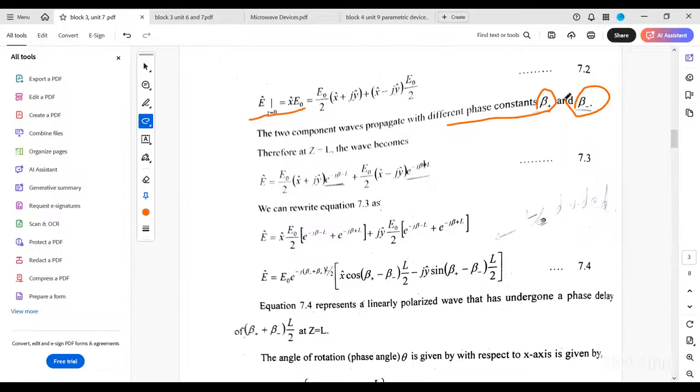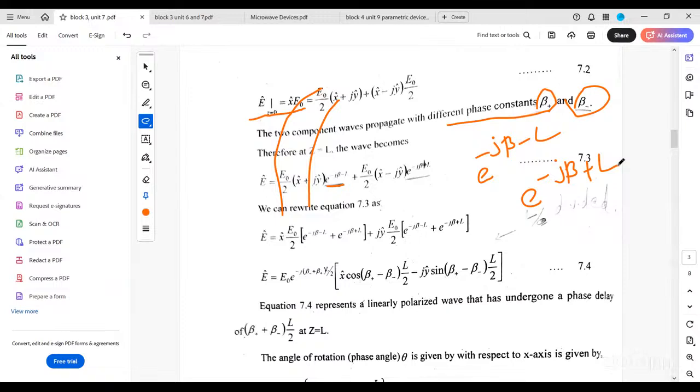Now, just see the next change in this diagram. Same E naught by 2 we have, times x plus jy. To the first term I attached e to the power of minus j beta minus L. To the second term, I attached e to the power of minus j beta plus L. Cross check whether plus is written or not. That is plus. The previous is e to the power of minus j beta minus L, and this is j beta plus L.